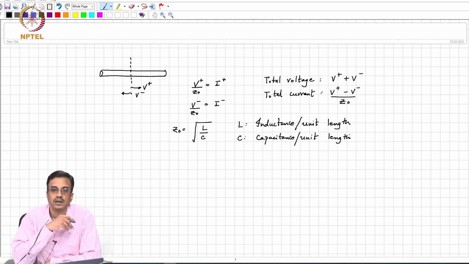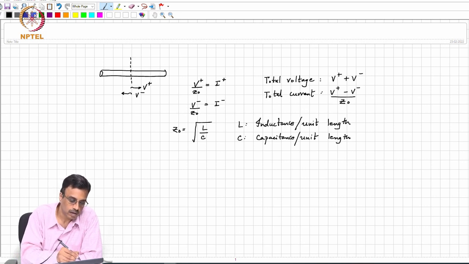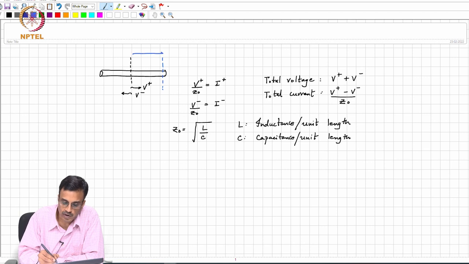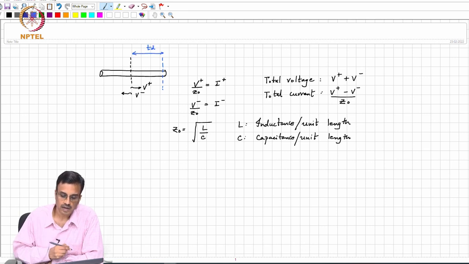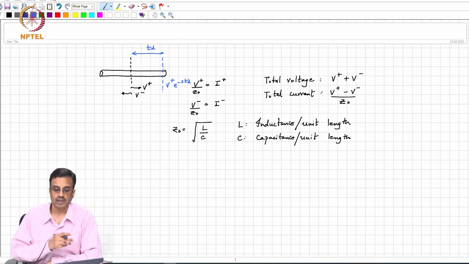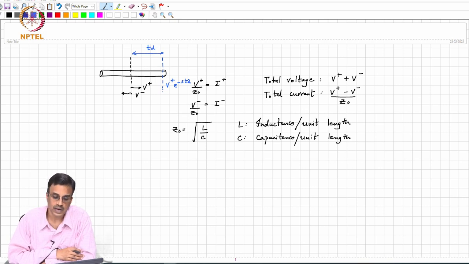So, as the wave propagates, the positive going wave, in other words, the wave going towards the right, keeps getting delayed. For instance, if the delay corresponding to this section of the line is TD, then the positive going wave at the right end is going to be given by V plus e to the minus sTD in the frequency domain, because the wave traveling towards your right is going to get delayed as it travels. And e to the minus sTD is simply the transfer function of an ideal delay with a value TD.